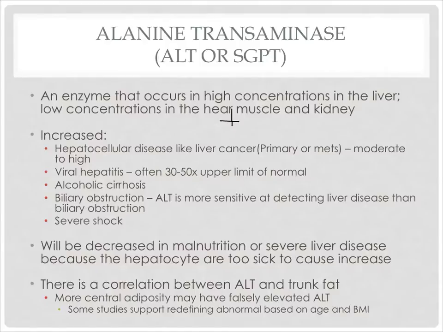The ALT will be increased in moderate to high liver disease. It can also be found in liver cancer as well. You'll have an elevated ALT in other conditions such as viral hepatitis, alcoholic cirrhosis, and even biliary obstruction. However, it's important to know that the ALT is more sensitive at detecting liver disease than it is at detecting biliary obstruction. All right. In addition, patients with a severe shock could also have an elevated ALT.